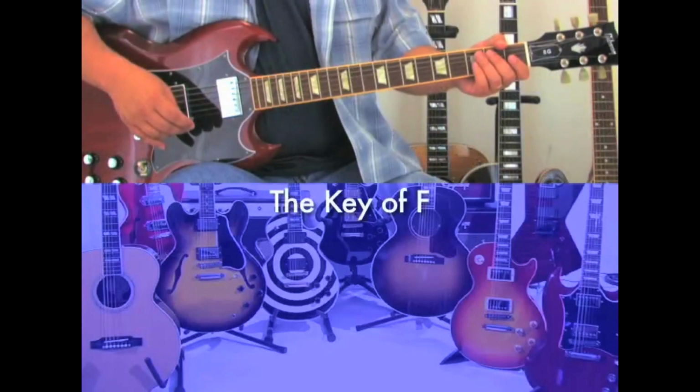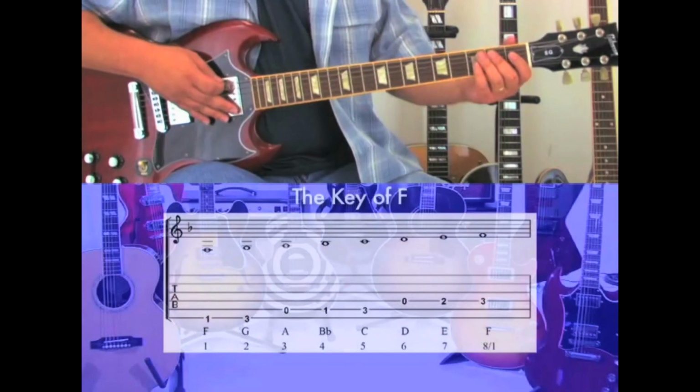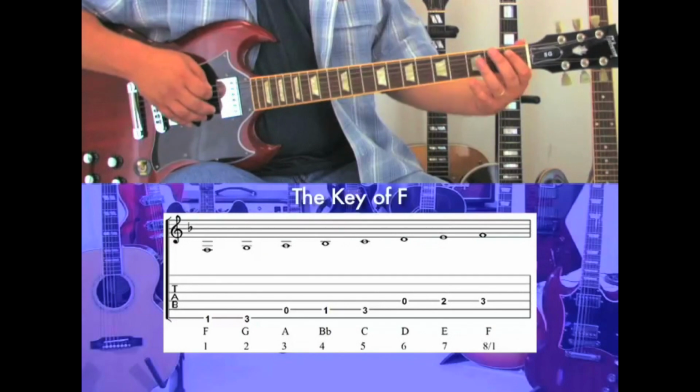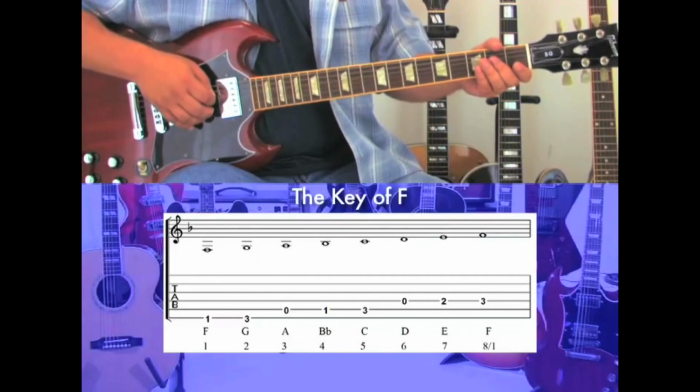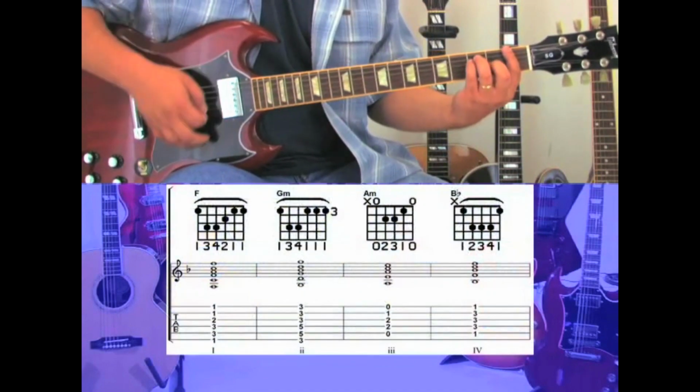The key of F is the first key to use a flat note in the key signature. The notes are F, G, A, B flat, C, D, E, F. The 1 chord is F.